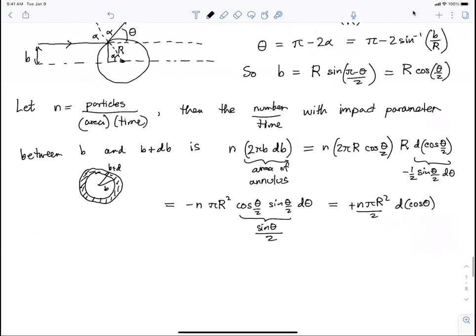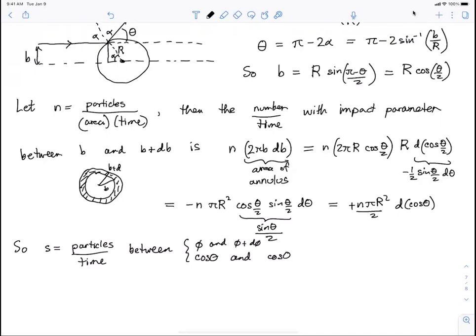All right, so now we'll put that together. So S in our definition, the number of particles per unit time between phi and phi plus d phi, and cosine theta and cosine theta plus d cosine theta, is just equal to n pi r squared over 2 d cosine theta times d phi over 2 pi. So I've just multiplied by d phi and then divided by 2 pi, because when I integrate over d phi, I'm going to get 2 pi. So this whole thing is n radius of the target ball divided by 4 times d omega.